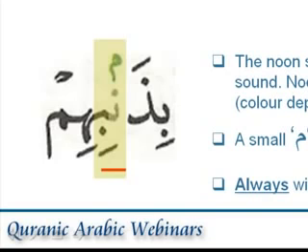And then you apply the Ghunna, which is indicated in this color coded Quran with a green. So this would be bihim, bihim. So that's why it's called Iqlaab, coming from the word qalb, to turn.